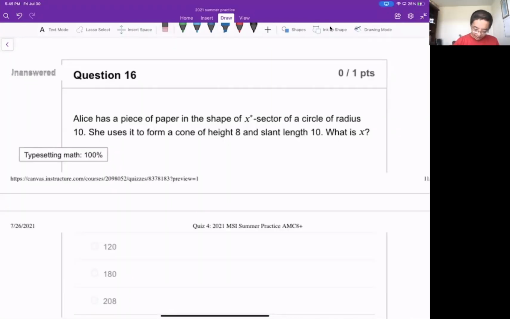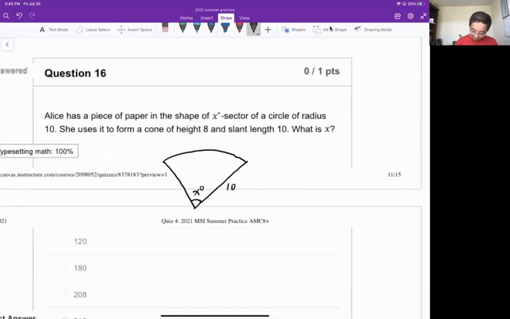Question number 16. Alice has a piece of paper in the shape of x degrees of a circle of radius 10. This is radius 10, and this is the angle, in the unit of degrees. Now use this to form a cone. So we have a sector, and then we fold the sector to form a cone. The slant length is 10, and the height of the cone is 8. Then by the Pythagorean theorem, we immediately get the radius of the cone. The base of the cone is a circle, and the radius is clearly 6, right? 8 squared plus 6 squared equals 10 squared.